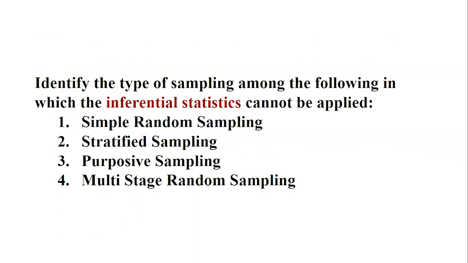Next question. Identify the type of sampling among the following in which the inferential statistics cannot be applied. So here, there are some sampling methods given, and we have to identify to which we cannot apply inferential statistics. So the options are simple random sampling, stratified sampling, purposive sampling, and multi-stage random sampling.